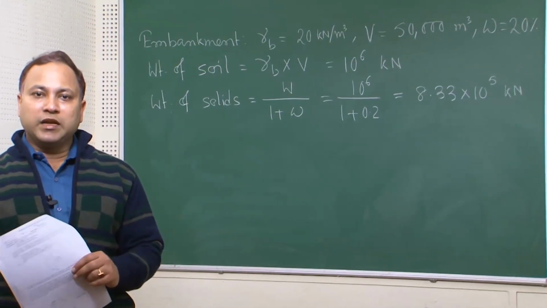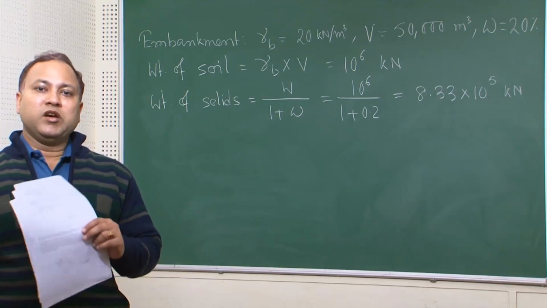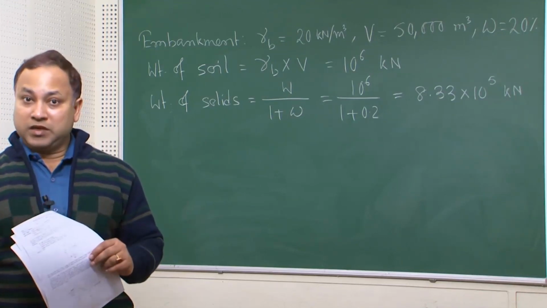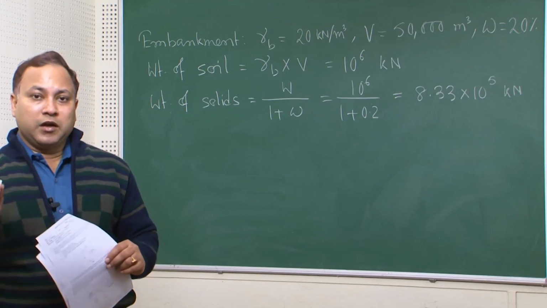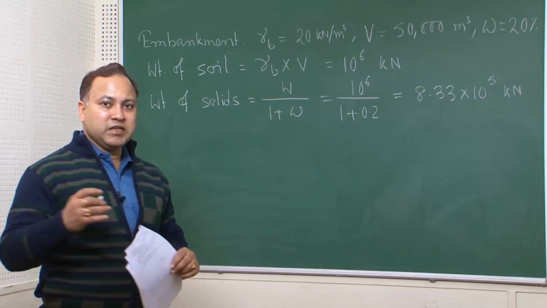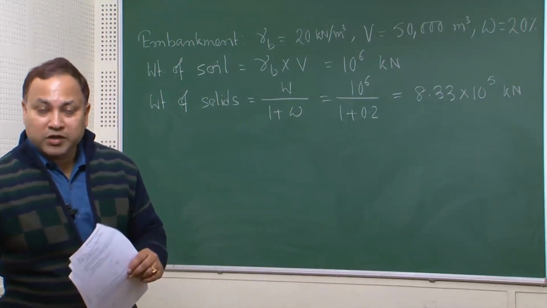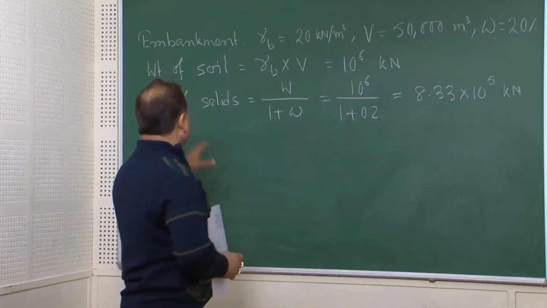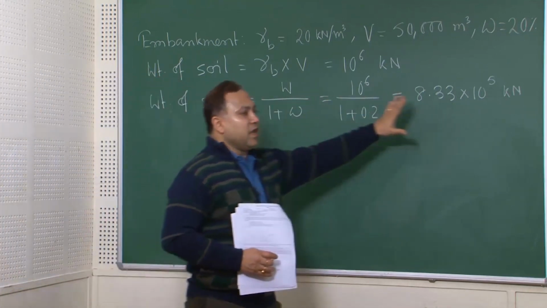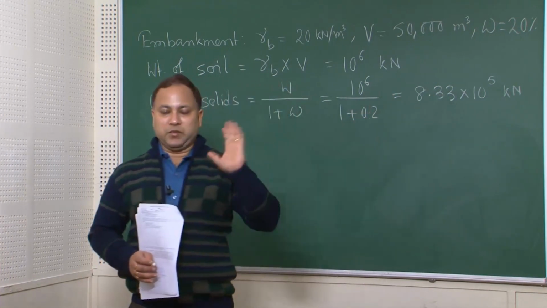Okay. So, this is the weight of solids, which will remain constant whatever you do. I mean, if you collect soil from borrow area A or borrow area B, the weight of soil solids will remain constant. The total volume may change based on the void ratio, but the weight of solids will remain the same. This much weight of solids is required to construct the embankment. That is all.